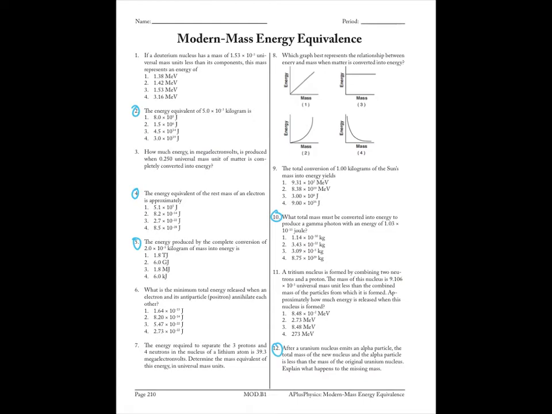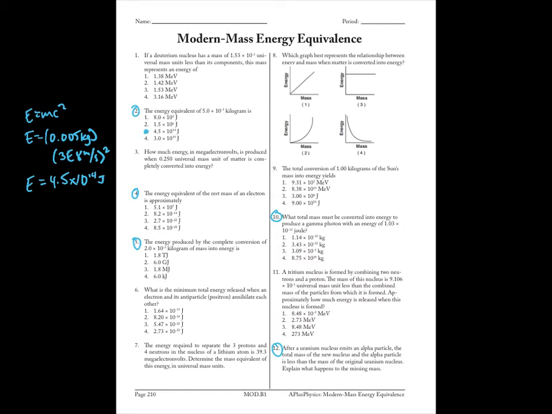All right, on this page, we're only going to answer 5 questions. Number 2, the energy equivalent of 5 grams is what energy? So this is all E equals mc squared, so we're looking for E. Our mass is 0.005 kilograms, and c is the speed of light in a vacuum. Don't forget to square it. 4.5 times 10 to the 14th joules.